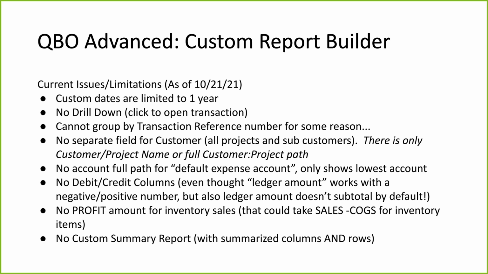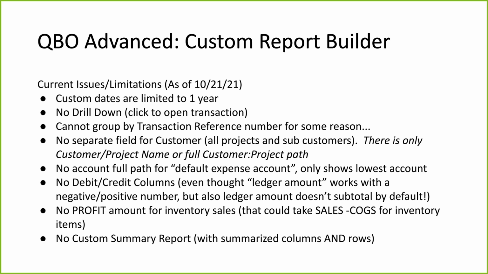You cannot group transactions by reference number for some crazy reason. I talked to the developers and their response is, I'm not sure what would be the use case for that. Don't get me started on that. You gotta be able to group by transaction number, right? And if I got time, I'll do a demo and explain where the logic is on the transaction reference. No separate field for customer versus sub-customer versus project versus full path.